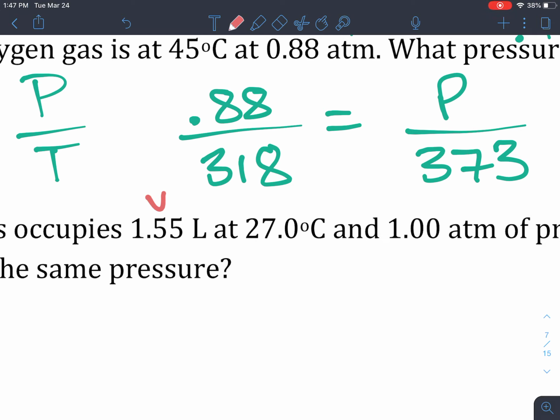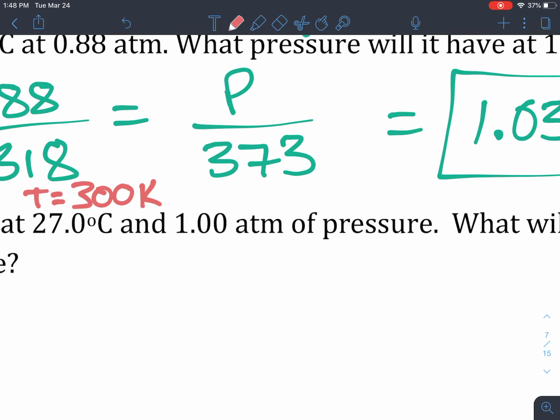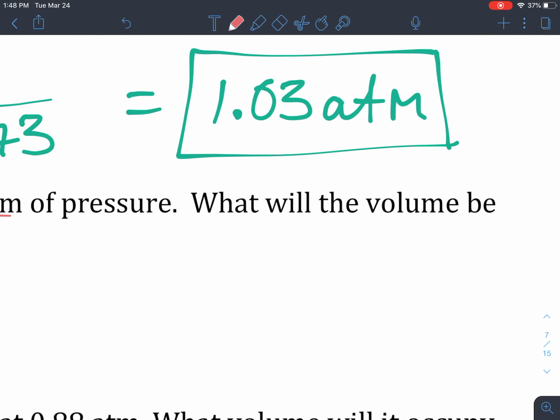Liters is a unit for volume at 27 degrees Celsius. So we have temperature. We want to quickly convert it to Kelvin. So 27 plus 273. Now we're at 300 Kelvin. And 1 atmosphere. So atmosphere, that's a unit for pressure. What will the volume be? So we're solving for volume.